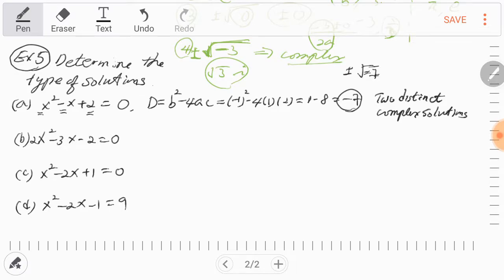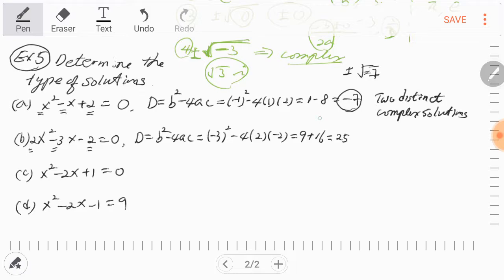Right, let's do the next one. The discriminant is b squared minus 4ac, the expression in the radical symbol, the radicand. So b is negative 3, a is 2, and c equals negative 2. So b squared, negative 3 squared, minus 4 times a, which is 2, times c, which is negative 2. This is equal to 9 plus 4 times 4, which is 16. Then this is 25.